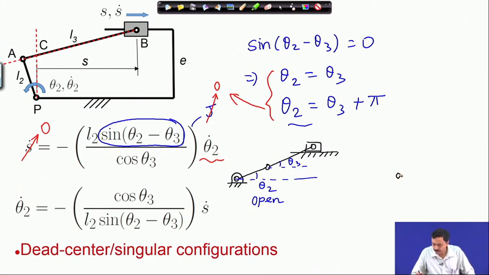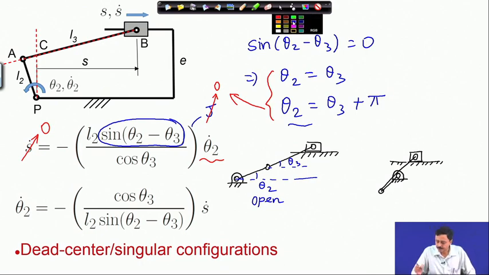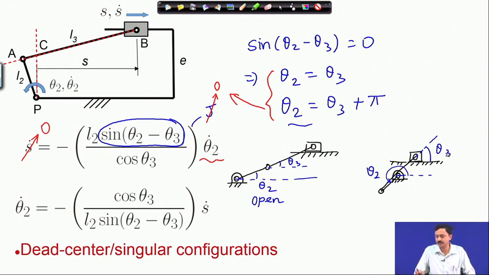where we have a situation like this. So, theta 2 is this angle and theta 3 is this angle. Now, you can very easily see that theta 3 plus 180 degrees is theta 2.